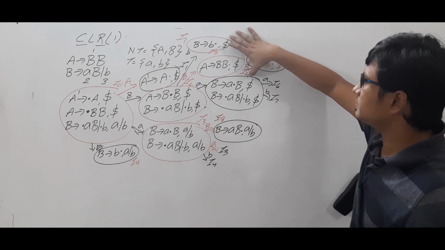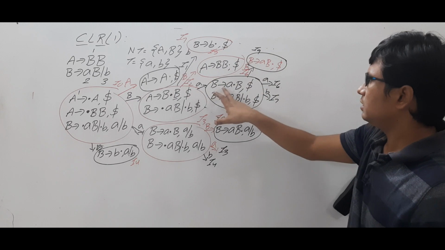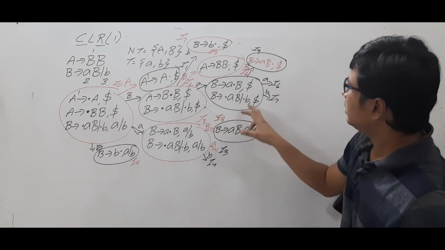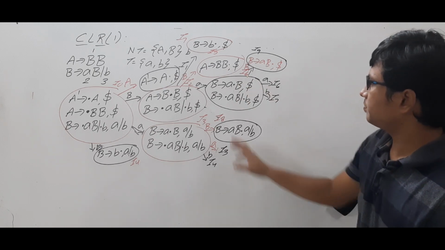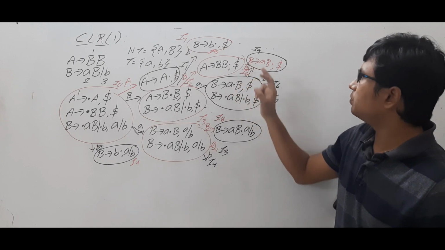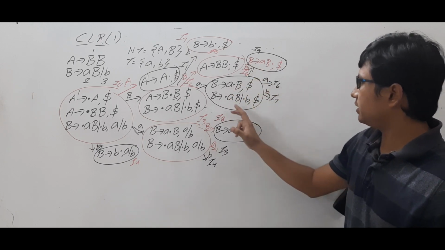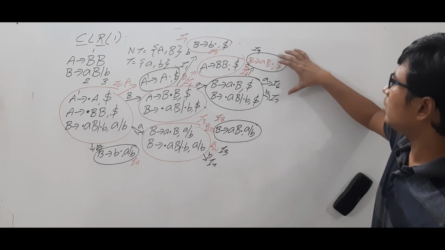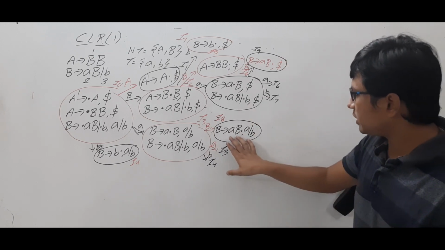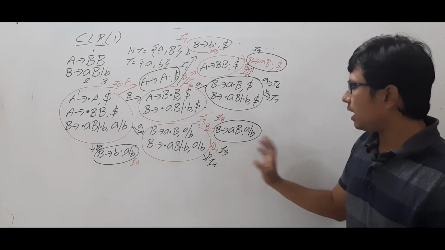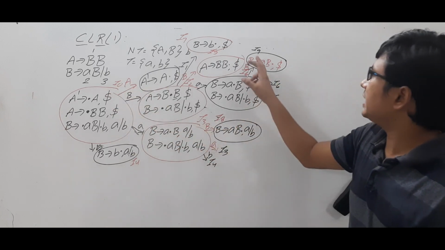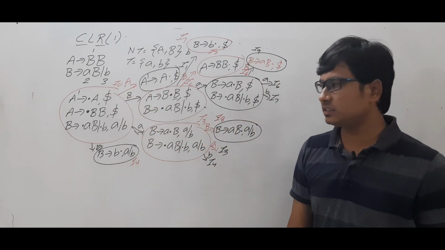And this one is what? A dot B dot A. This is my I6. Okay. Now on I6 what I need to compute? Go to on B, go to on small a, go to on small b. I got the I9, I6, I7 respectively. Okay. Now take this one. This is a reduced move. I no need to compute it. So totally how many states we got? I0 to I9. So totally we got the 10 states.